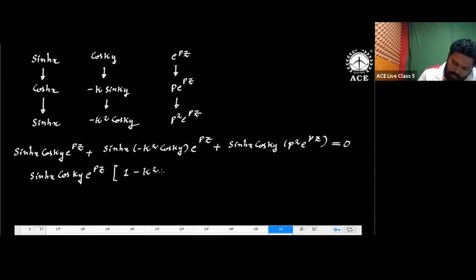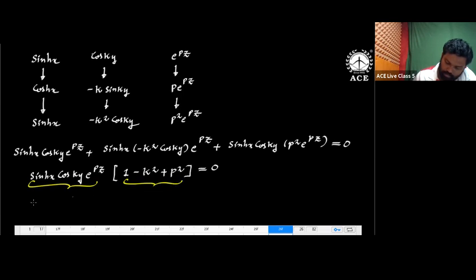Here it is 1 minus k square plus p square is equal to 0. So this is given in the question. It is a given function, so obviously this must be equal to 0. That means 1 minus k square plus p square is equal to 0. Here k is equal to plus or minus square root of 1 plus p square.